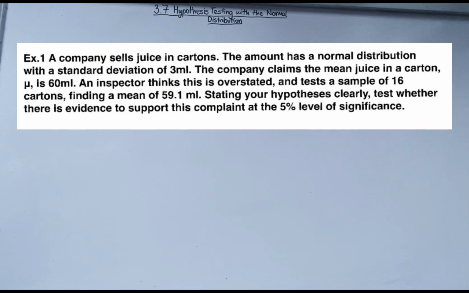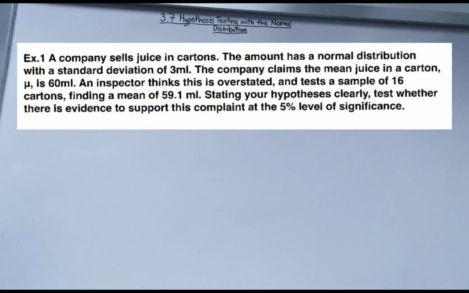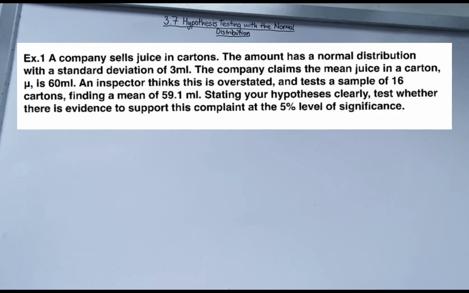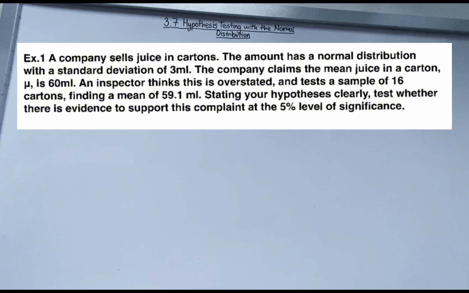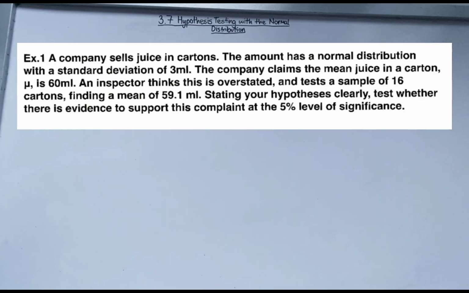A company sells juice in cartons. The amount has a normal distribution with a standard deviation of 3 milliliters. The company claims that the mean juice in a carton, mu, is 60 milliliters. An inspector thinks that this is overstated and tests a sample of 16 cartons, finding a mean of 59.1 ml. Stating your hypothesis clearly, test whether there is evidence to support this complaint at the 5% level of significance.